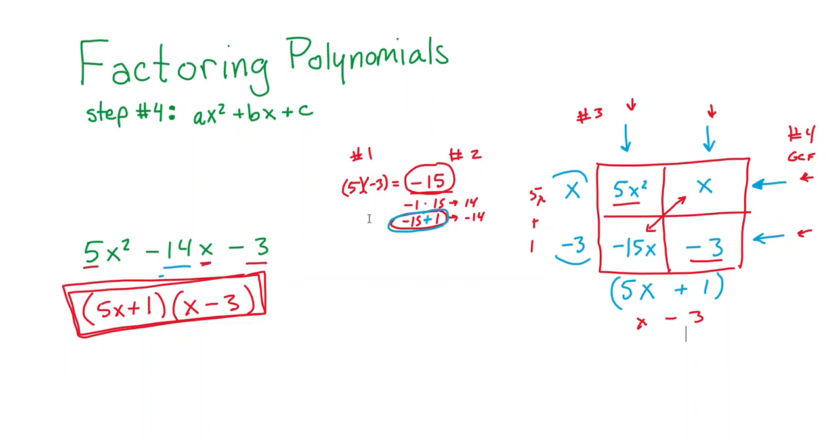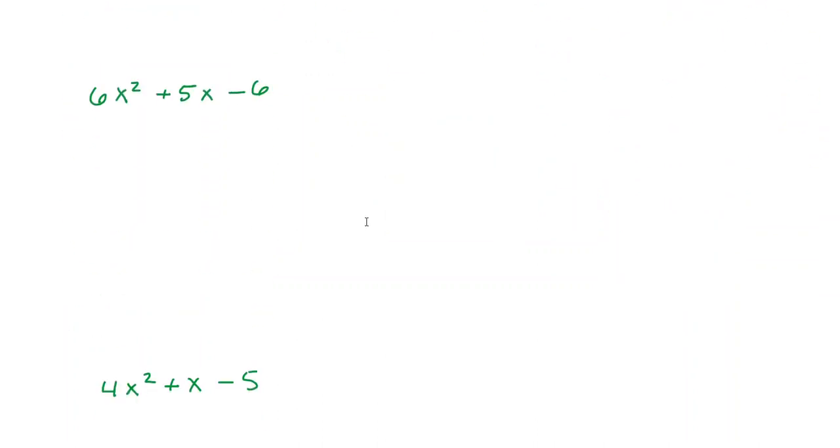Okay, let's do another one. Let's kind of clear our heads, shake our heads. We're going to do 6 of these, so that's 1. Let's try this again. I'll try doing my work in blue, and I'll just write the answers in red. So I'm going to do step number 1, 6 times negative 6 is negative 36. Okay, step number 2, factor pairs of negative 36.